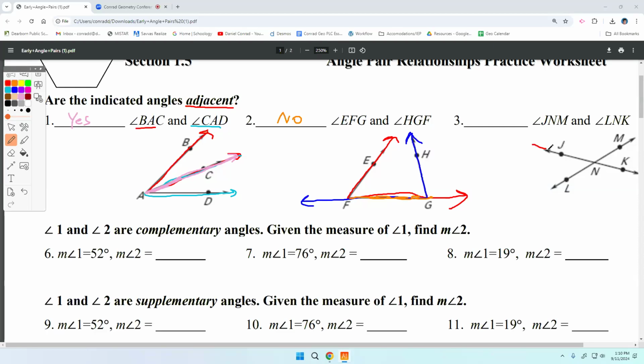All right, and the third one, we have angle J and M at the top here. And then we have angle L and K right here. Okay, they share a point N. They share a vertex, a point N, but they don't share an entire side. So again, we would say no, they're not adjacent. Adjacent, they're right up next to each other. They share an entire side.